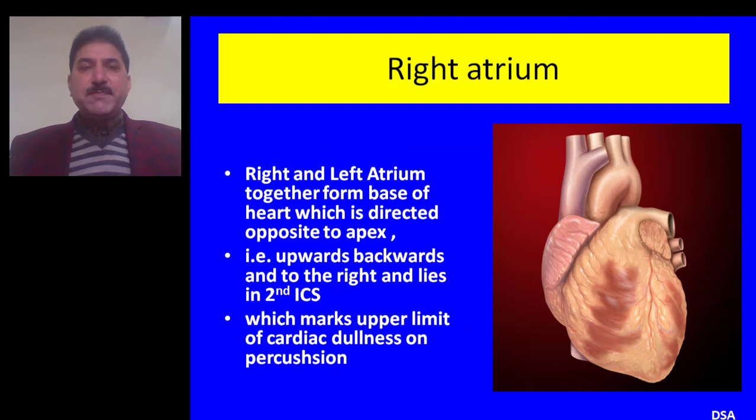Right and left atrium together form the base of the heart, which is directed opposite to the apex, that is upwards, backwards and to the right, and lies in the second intercostal space. This space marks the upper limit of cardiac dullness on percussion.